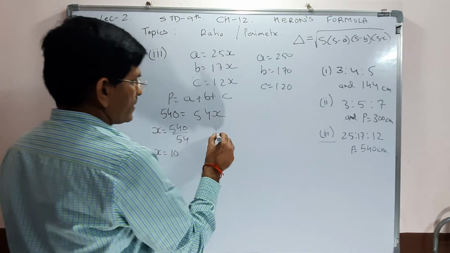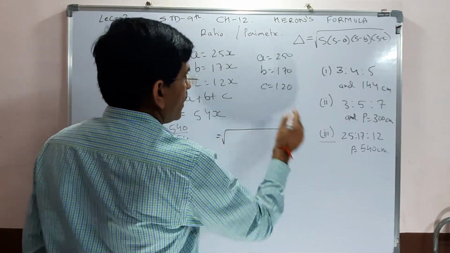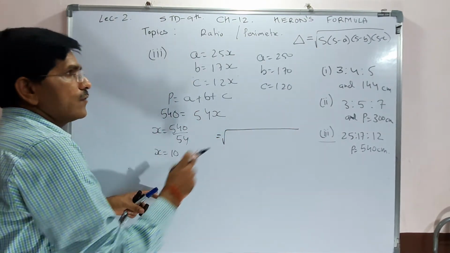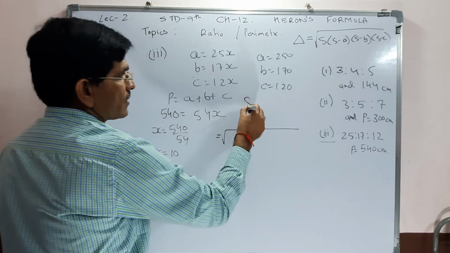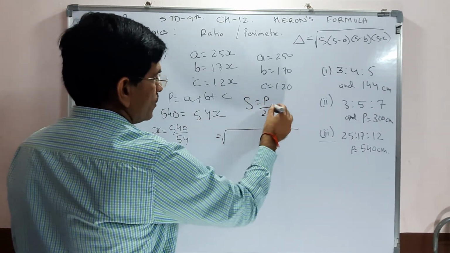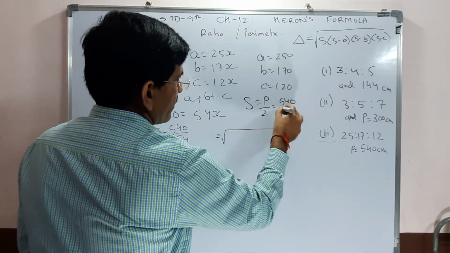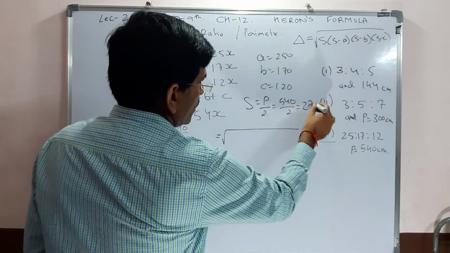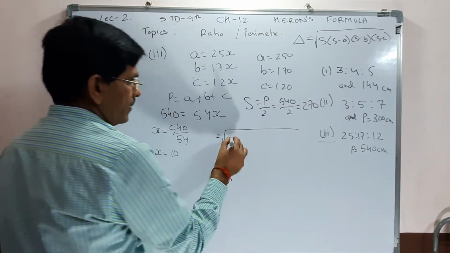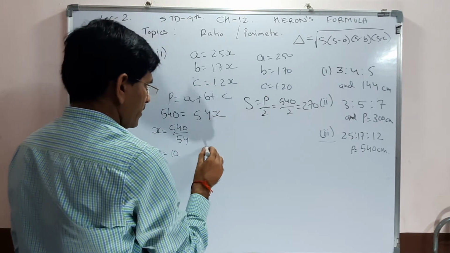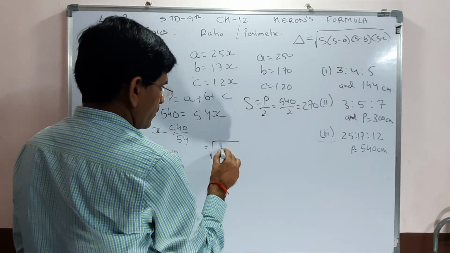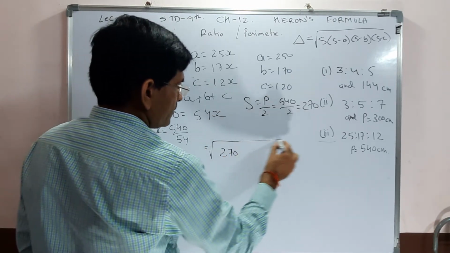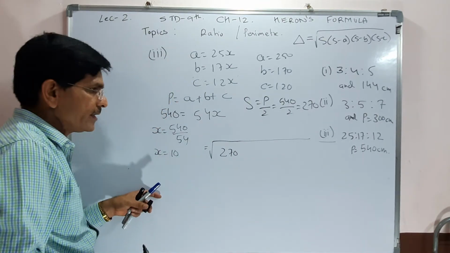So now the formula is under root s into (s minus a)(s minus b)(s minus c). How can we find s? s is equal to perimeter by 2. That is 540 divided by 2, that is 270. So in the under root we have to write 270, that is s, the semi perimeter.